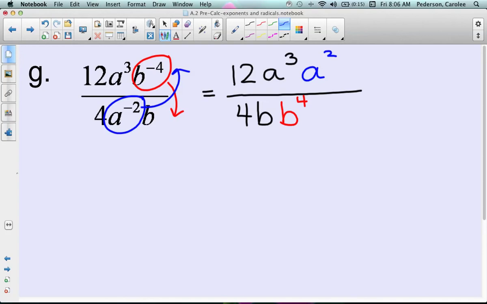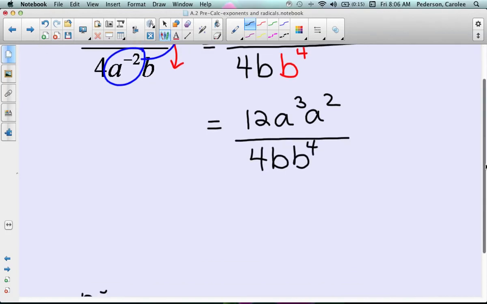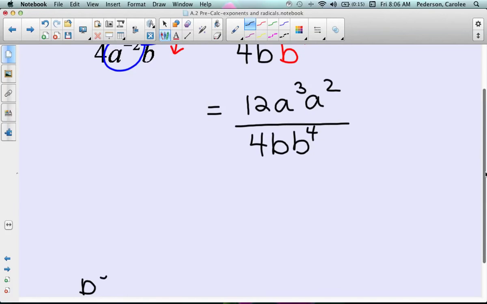Now we can go ahead and do some simplifying within that parentheses. So within that expression, 12a cubed a squared over 4b b to the 4th. I'm just rewriting it again. Now let's take care of the coefficients first. We can simplify the coefficients. We can divide both of them by 4. So 12 divided by 4 is 3, and 4 divided by 4 is 1.